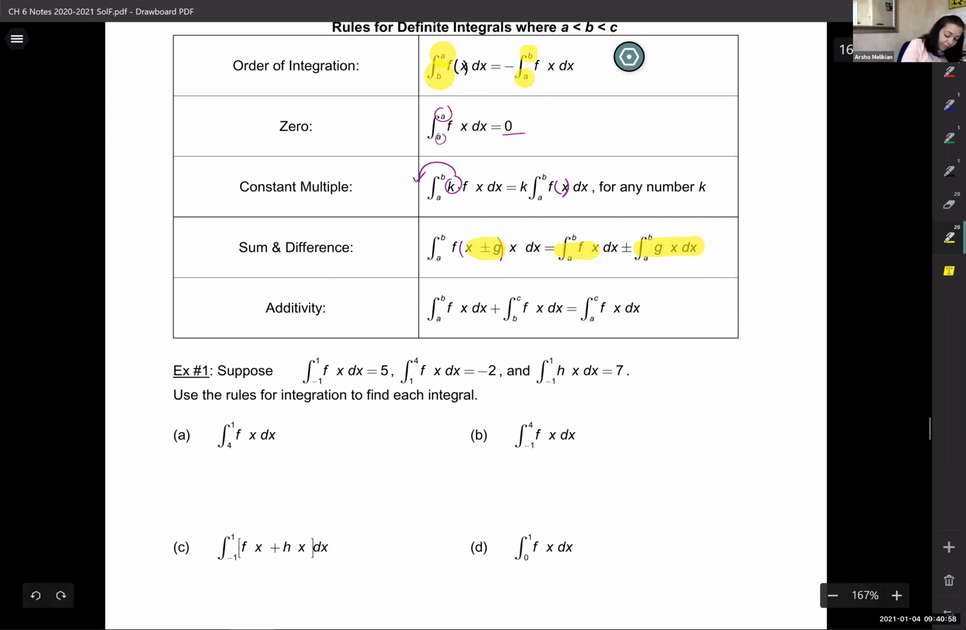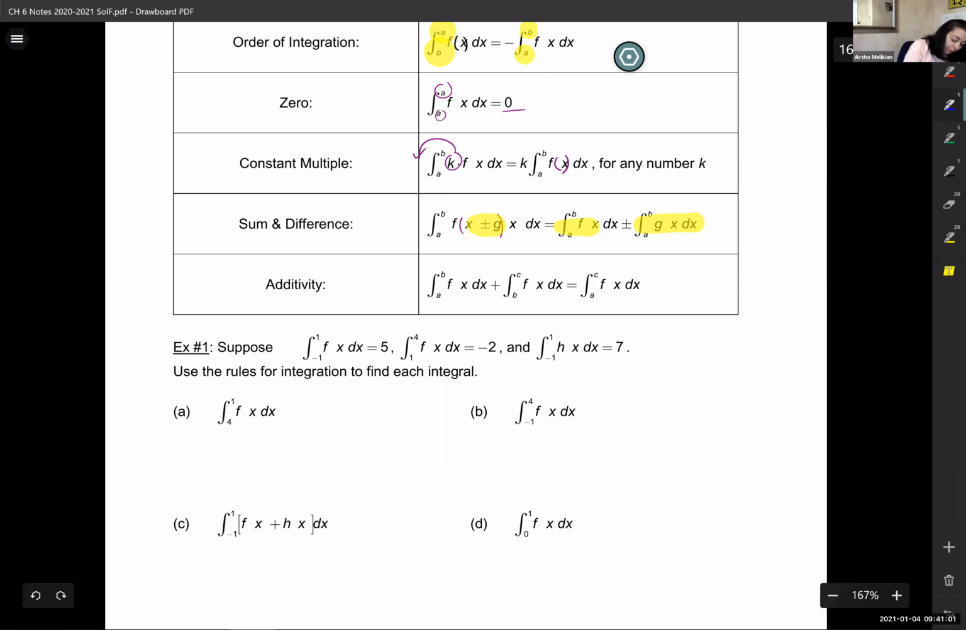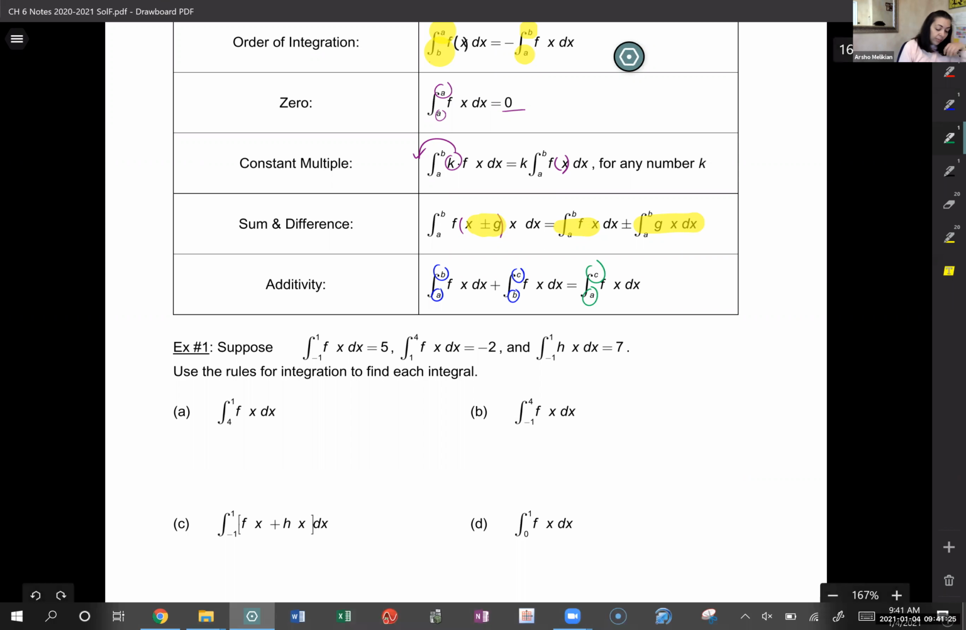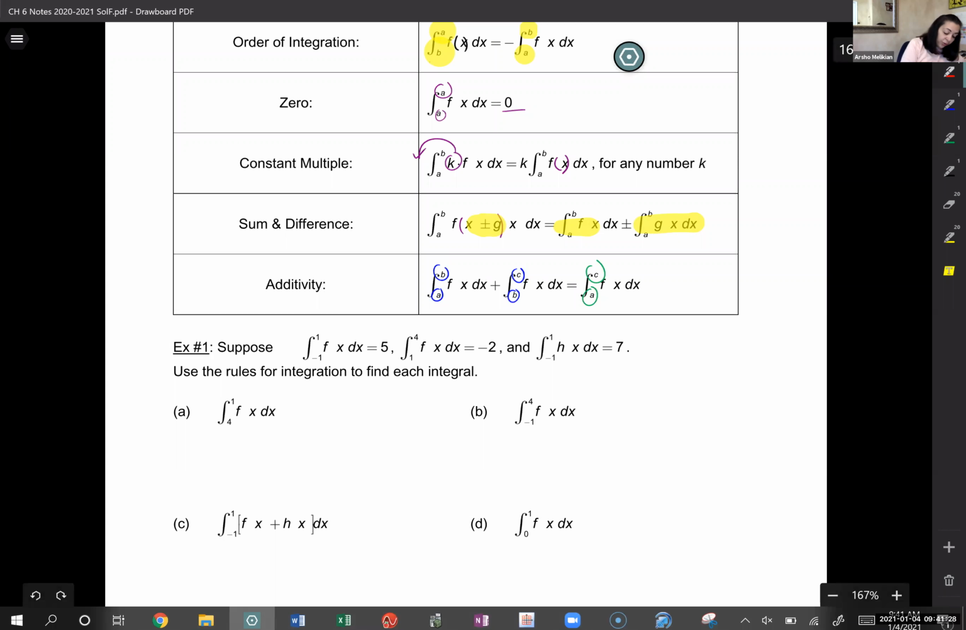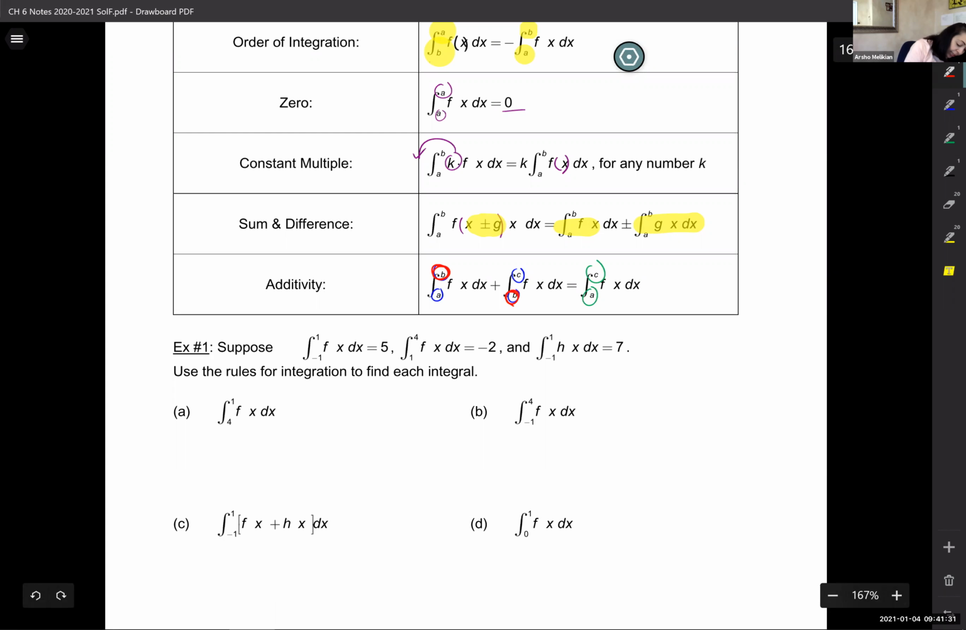This is important, the additivity. If you have an integral from a to b of f of x dx, then you have another one from b to c, well, what is this? This is the area from a to b added to the area from b to c. So it's the lump area from a to c. You can only do this if the endpoints match. If it's a to b and then c to d, you can't do it.